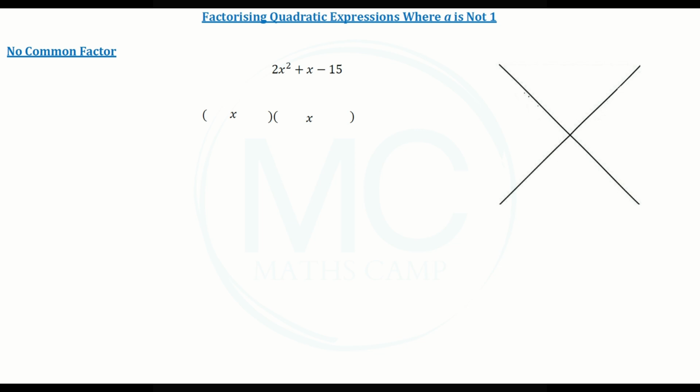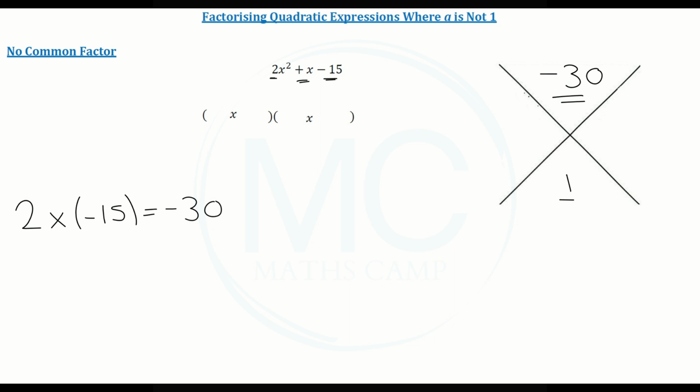Now, the first thing we have to do is we take the coefficient of x squared, which in this case is 2, and the constant, and we multiply them together. So over here, I'm going to say 2 multiplied by negative 15, and I get negative 30. I'm going to write negative 30 up here. Next, we look at the coefficient of the middle term in the quadratic. Our middle term is x, so the coefficient is positive 1. Let's write it over here. Now we need to find factors of negative 30 that when added together give us positive 1.